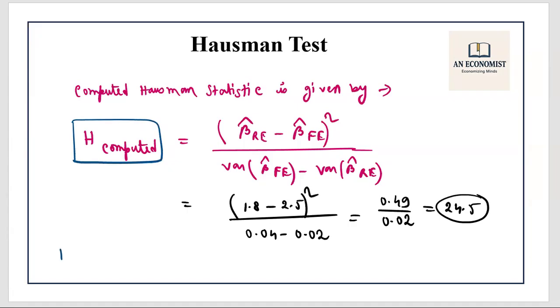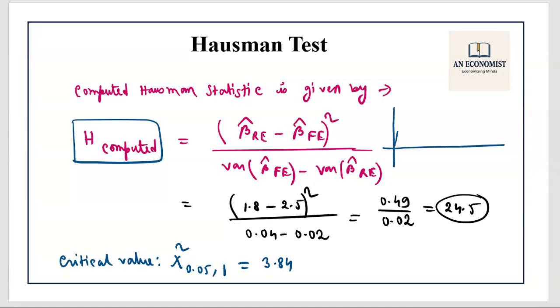And what is the critical value? The critical value will be chi-square. Suppose I take 0.05 as the level of significance and there will be only 1 degree of freedom. Here at 5% level of significance, the critical value is 3.84. So what can you say? Let me draw a rough diagram. This is a rough diagram. I'm just showing you to make you understand what is happening. So the critical value is this 3.84.